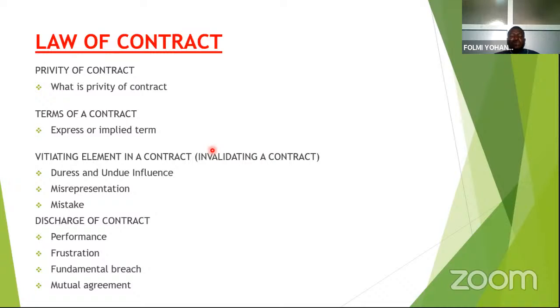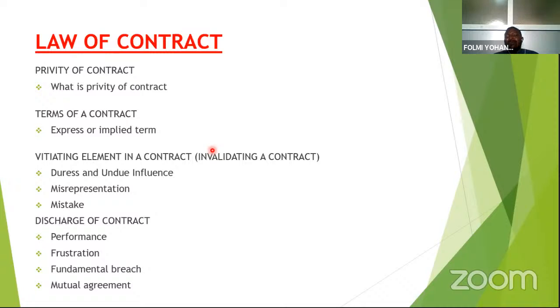Undue influence is when you have an influence over somebody and you use that influence to induce that person to enter into a contract. In such a case, such contracts will be vitiated. The influence could be that you have a fiduciary relationship, a special relationship with that person, and sometimes this undue influence can be in the absence of a relationship with that person.